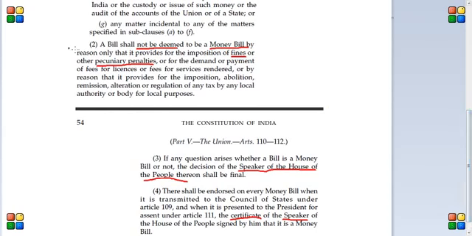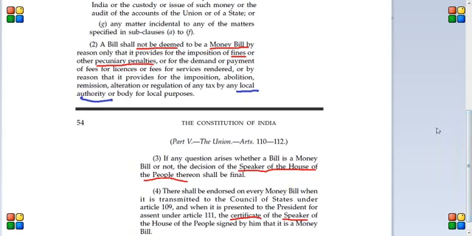Next, a bill shall not be deemed to be a money bill by reason only that it provides for the imposition of fines or other pecuniary penalties, or for the demand or payment of fees for licenses or fees for services rendered, or by reason that it provides for the imposition, abolition, remission, alteration, or regulation of any tax by any local body or body for local purposes.